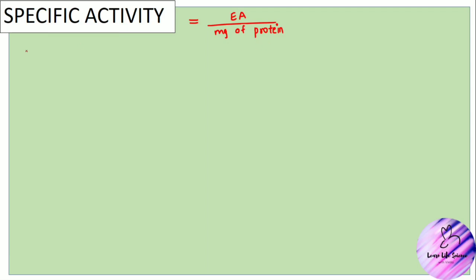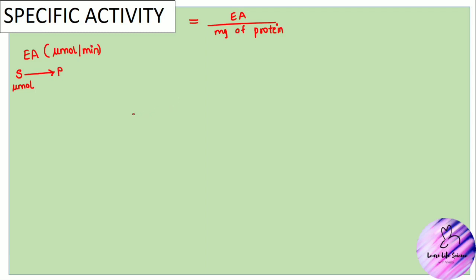What is enzyme activity? Enzyme activity is nothing but the micromole of substrate getting converted into product per unit time. Here we consider micromole of substrate getting converted into product per unit time. The unit of enzyme activity is micromole per minute. It means how much micromole of substrate is getting converted into its product per unit time, or how much micromole of product is getting produced per unit time.